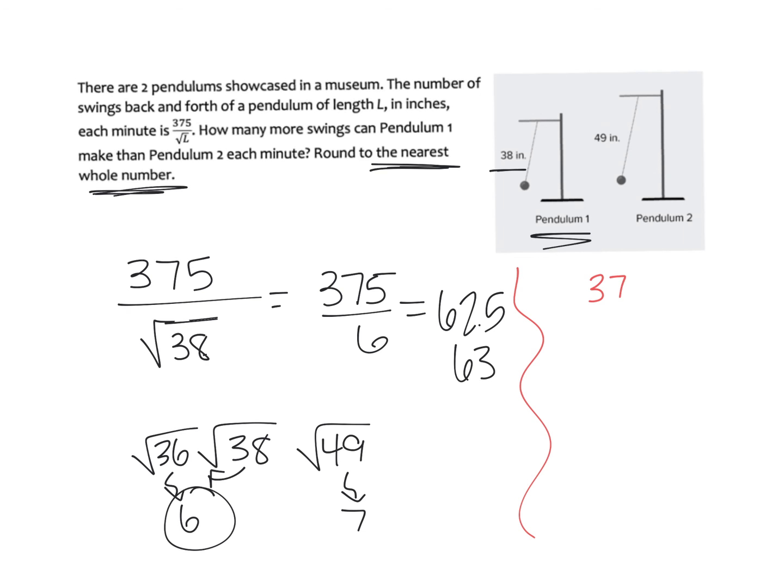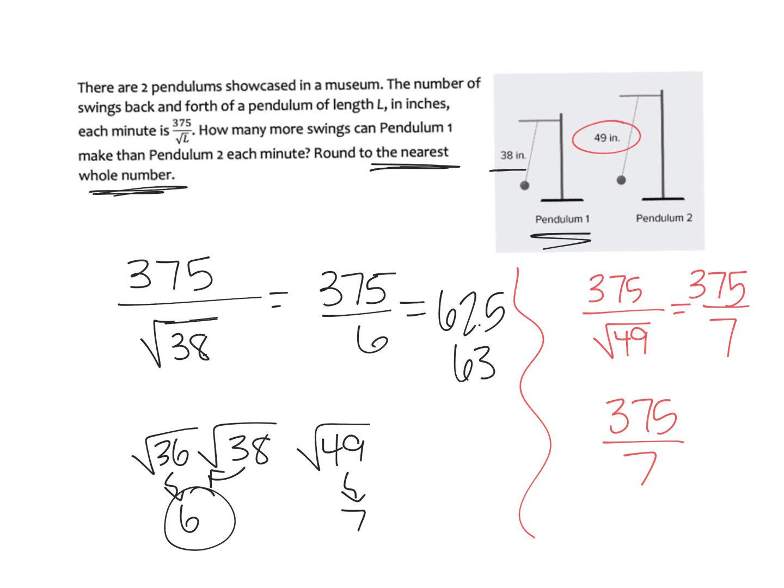For pendulum 2, I'm going to do 375 divided by the square root of 49. This is kind of nice. The square root of 49 is 7, so I'm going to do 375 divided by 7. Again, you guys could work that out on the test. For time's sake, I'm just going to divide it out here, because I don't want this video to be too long. 375 divided by 7 is about 53.6. So that's about 54 if I round to the nearest whole number.